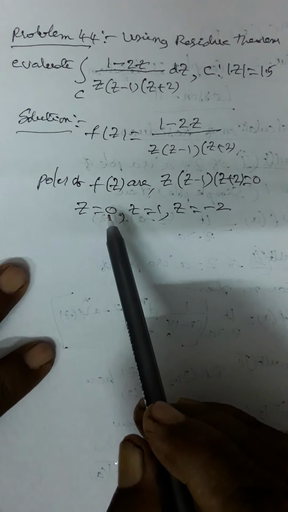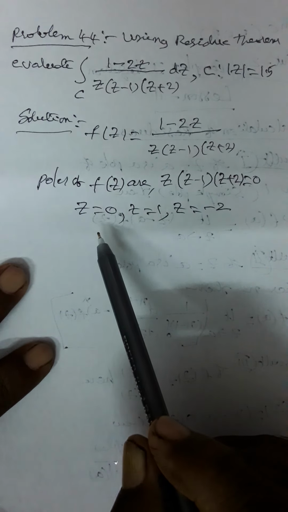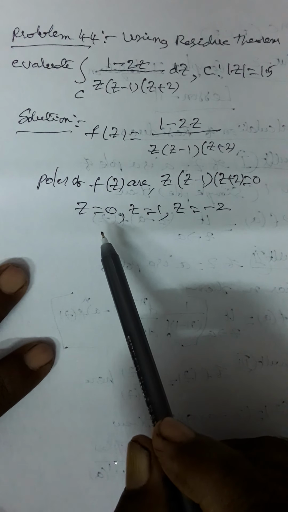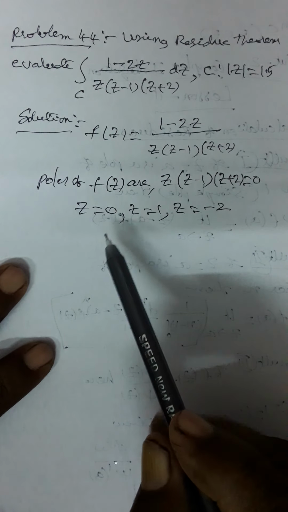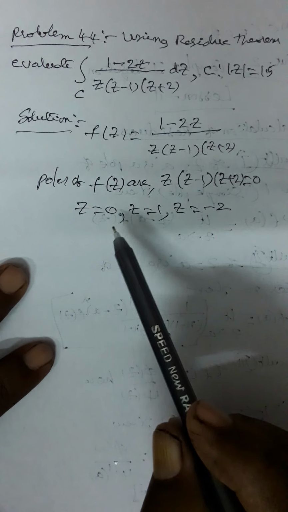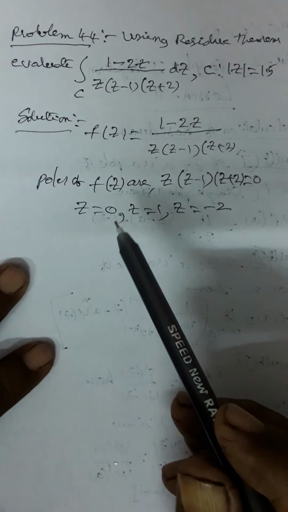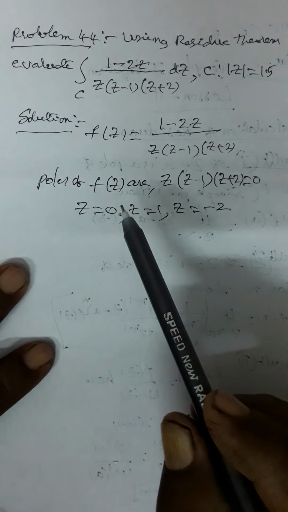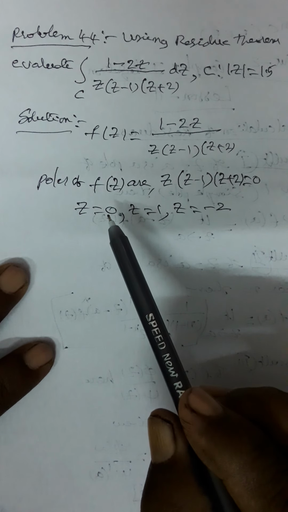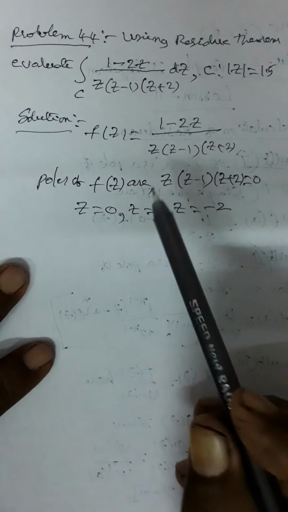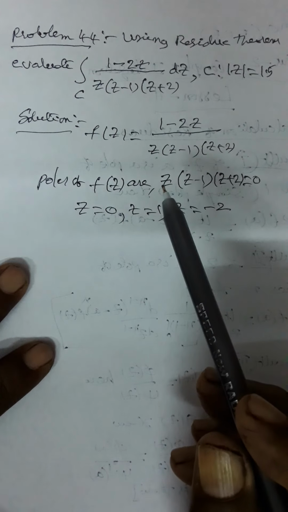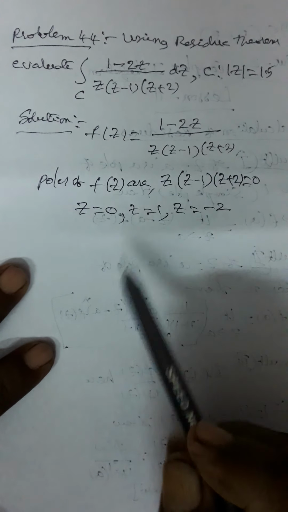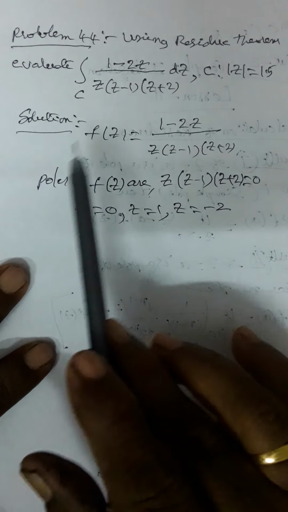First, we have to decide which pole lies inside the circle and on the circle, and which pole lies outside the circle. Suppose any pole lies outside the circle, we cannot find residue at that pole. If any pole lies inside the circle or on the circle, then only we calculate residues at those poles. This is the procedure. Residue theorem procedure to evaluate the given integral.